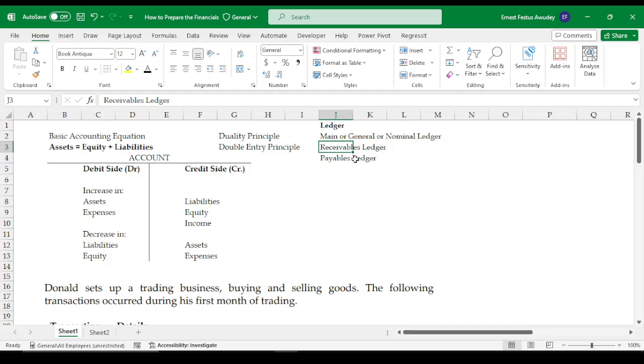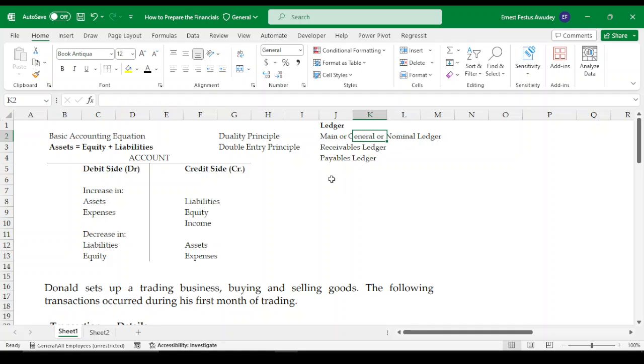Now, the main or the general or the nominal ledger contains items that do not fall under these two. Any other transaction that does not fall under receivables, that is credit sales, and payables, that is credit purchases, is recorded under the main or the general or the nominal ledger. So we are talking about asset accounts, non-current asset accounts, current asset accounts, or other current like cash, cash book and all that. They are all recorded under the general ledger.